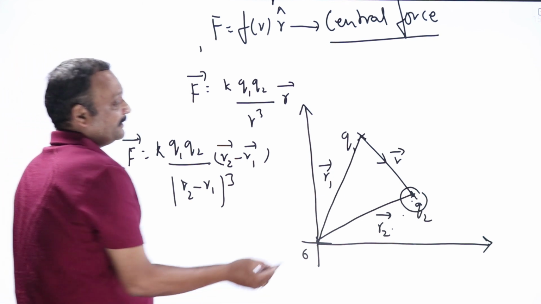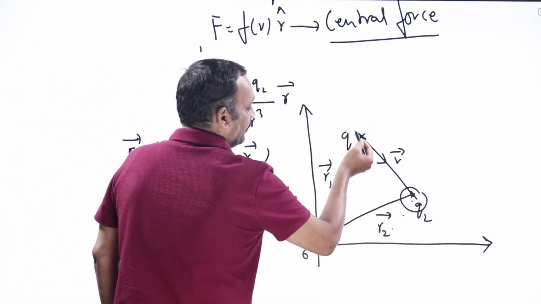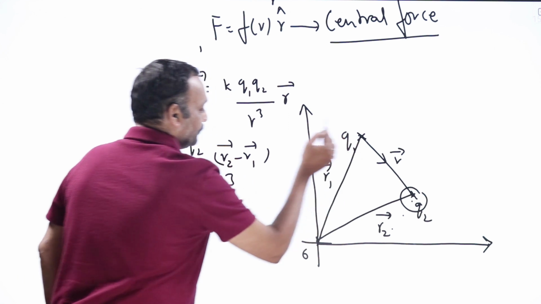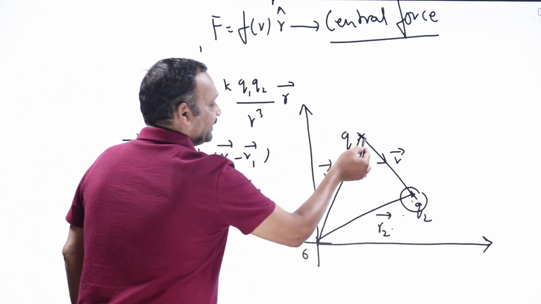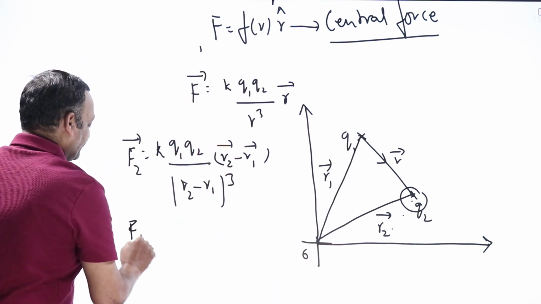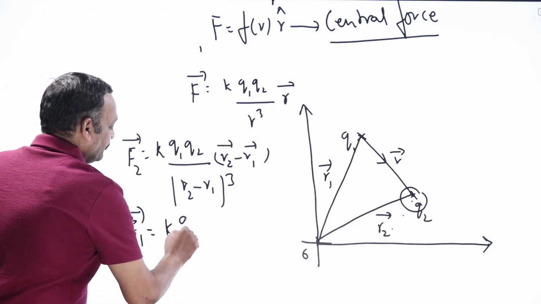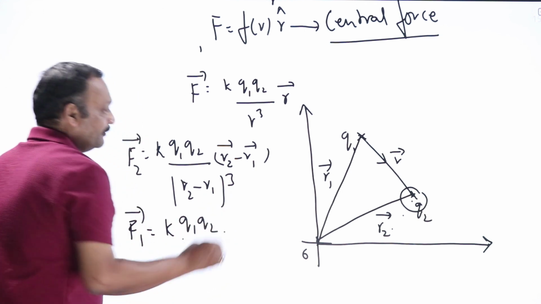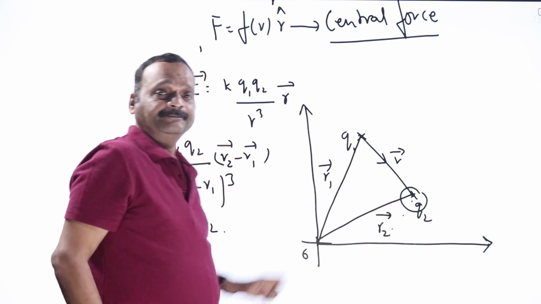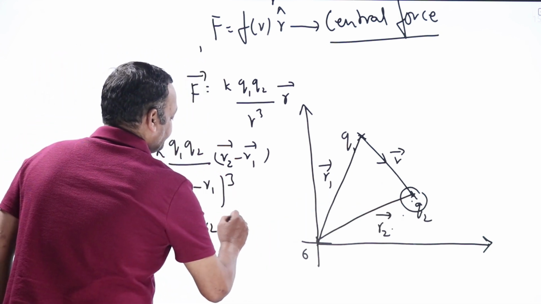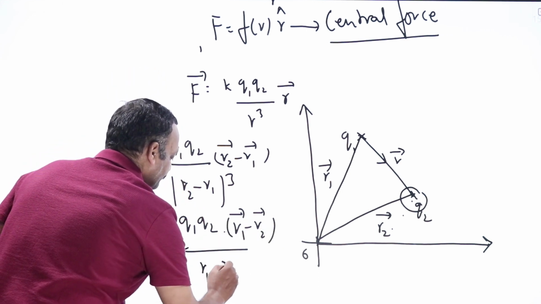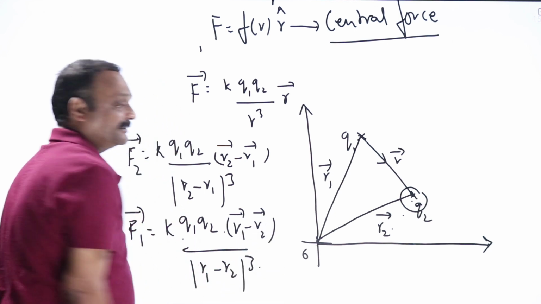Okay, now what is the force experienced? What is the force acting on Q1 due to Q2? I'll write force on Q2 due to Q1 as F2. Force acting on Q1 due to this charge Q2, I'll write force on Q1 as F1. F1 bar equal to K into Q1 Q2, into the position vector of Q1 with respect to Q2, R1 bar minus R2 bar, by R1 minus R2 whole cube.